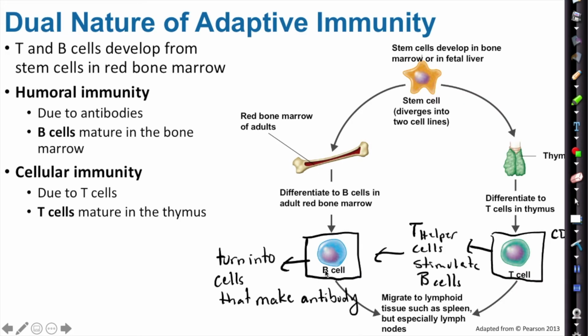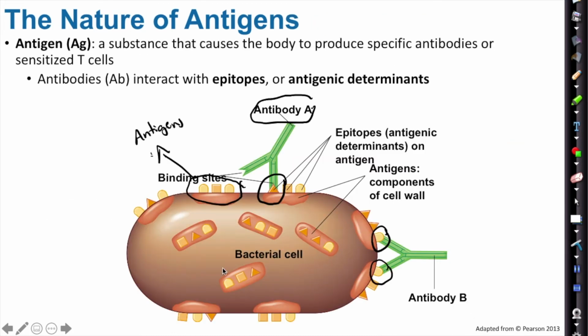So B cells are made in the bone marrow. T cells are differentiated in the thymus. T cells stimulate B cells to make antibodies. So an antibody binds to an antigen, and the specific region of the antigen that the antibody binds to is called an epitope. And that epitope is a specific molecular shape that that antibody can bind to.